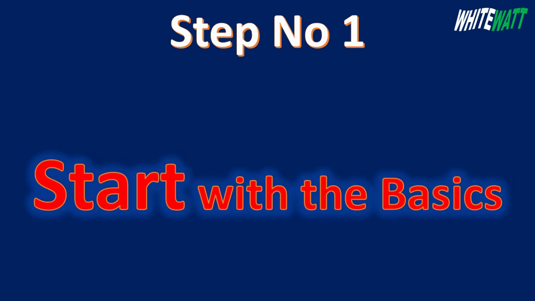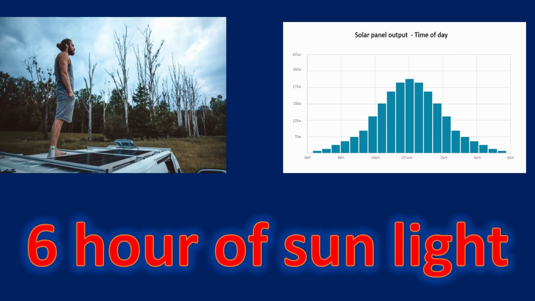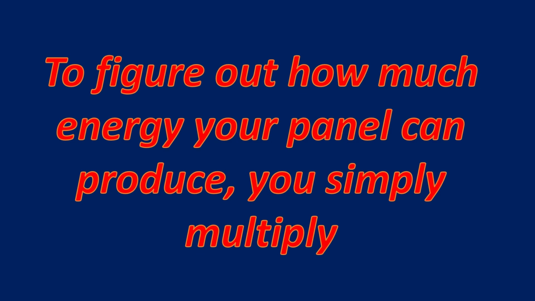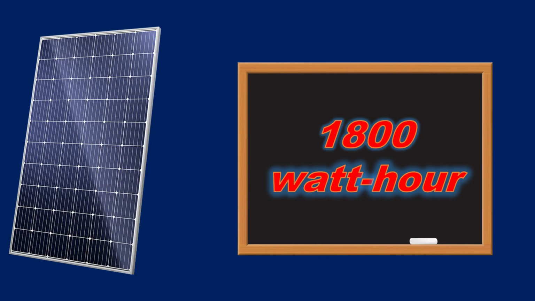Step number 1. Start with basics. Let's say you have a solar panel rated at 300 watts and your area gets around 6 hours of sunlight per day. To figure out how much energy your panel can produce, you simply multiply 300 watts by 6 hours. So the answer becomes 1800 watt hours. This number, 1800 watt hours, is the raw energy your solar panel could generate in one day.